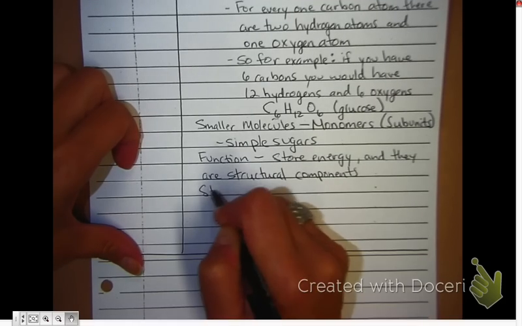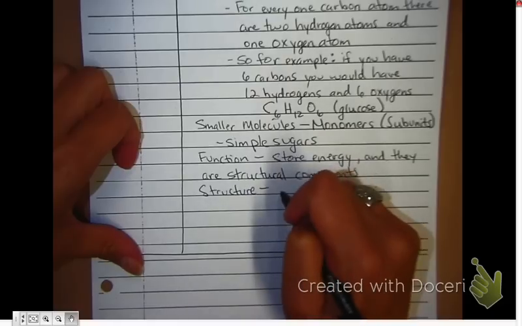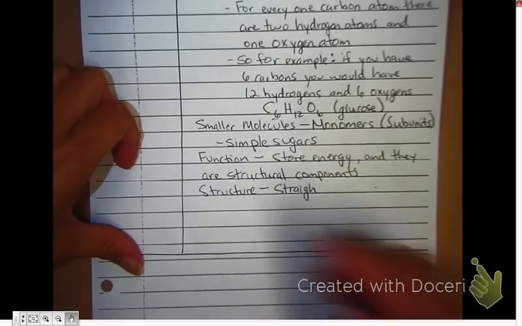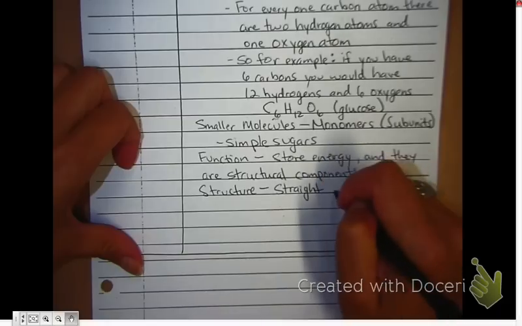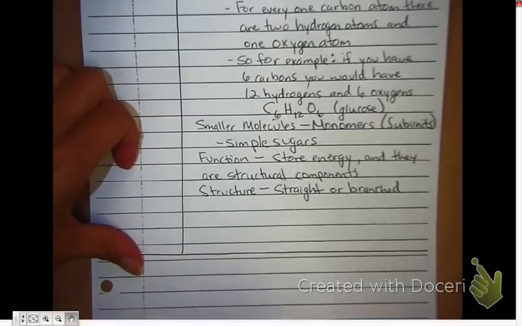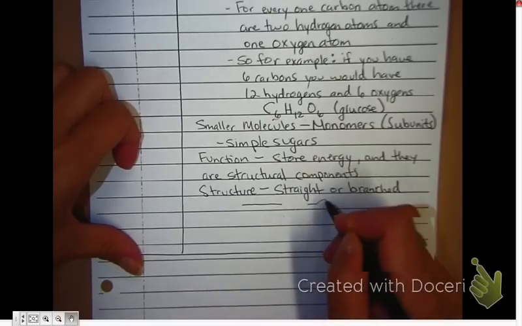The structure of carbohydrates: they are straight or branched. It means they look like this. They can be straight or they can be branched like that.